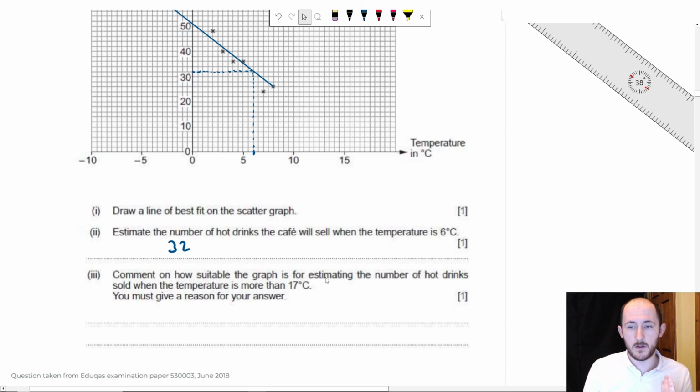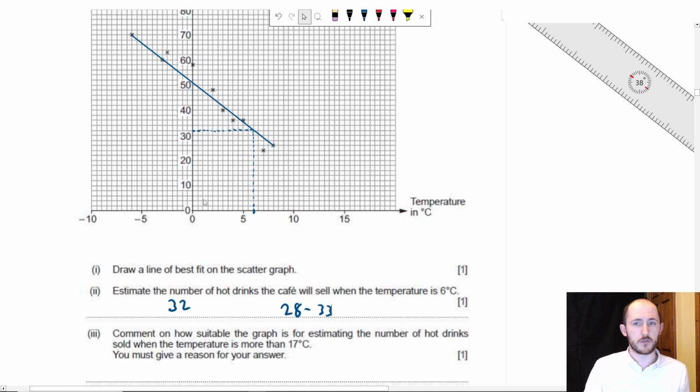Just for you guys to be aware, the actual range was 28 to 33, so my line of best fit wasn't perfect, but not too bad, I'd say. But of course I'd say that, because it's me doing it. Okay.